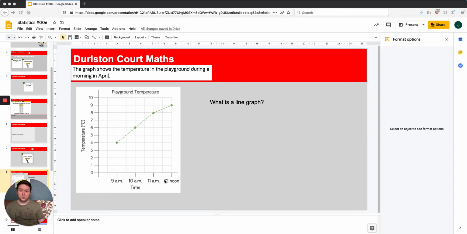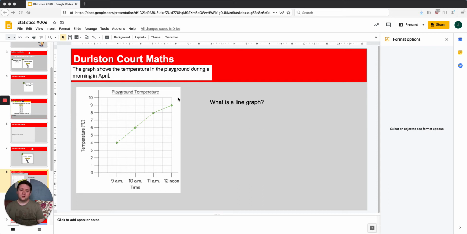It does look very similar. It has two pieces of information, one running along the y-axis, one running along the x-axis. And you're right that it will have a title as well. So they're the similarities between a bar graph and a line graph. So you might be asking yourself, well, why are we using a different type of graph? What makes it different to the bar charts?